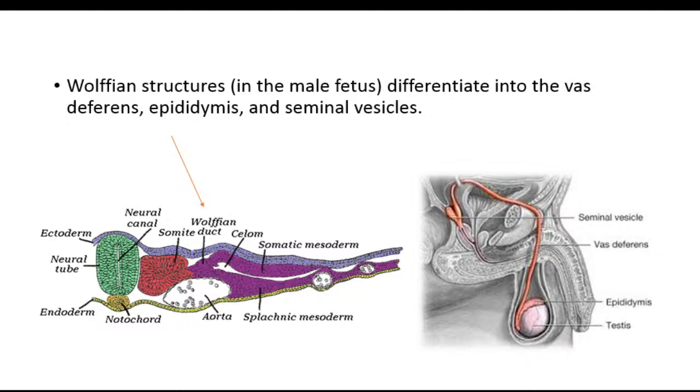Wolffian structures in the male fetus differentiate into the vas deferens, epididymis, which is located close to the testis, and seminal vesicles, shown on the screen. And this is the Wolffian duct. It's a cross section of the human fetus. See here the Wolffian duct, and this is the neural tube, and this is endoderm, and this is part of the Wolffian duct.